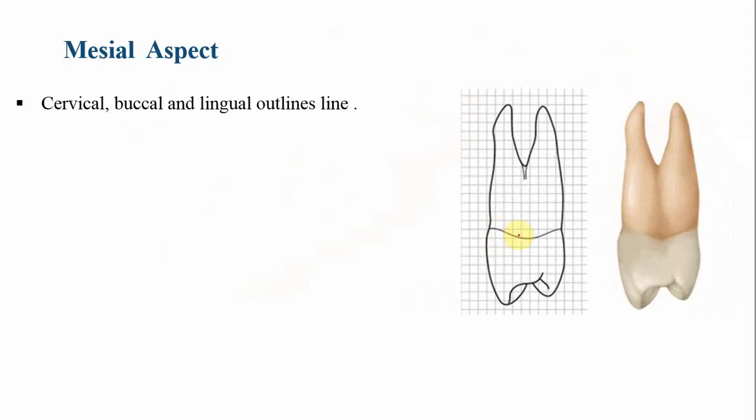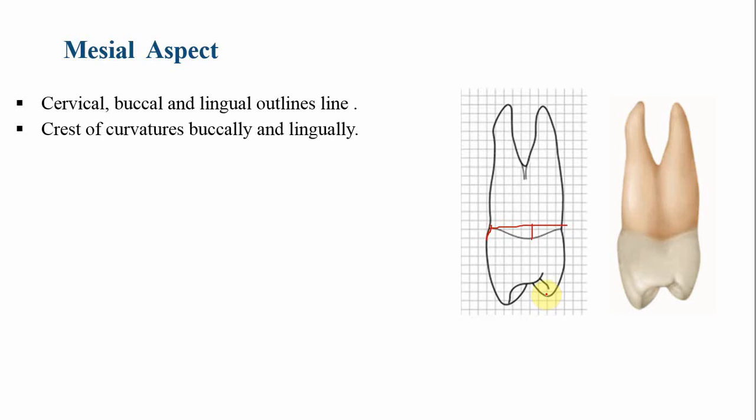The cervical lines show less curvature than found in the anterior teeth, which is a characteristic feature for all posterior teeth. The curvature may be only 1 millimeter. The buccal outline is convex below the cervical line. Then it becomes straight toward the tip of the buccal cusp, while the lingual outline is smoothly convex or curved from the cervical line to the tip of the lingual cusp.